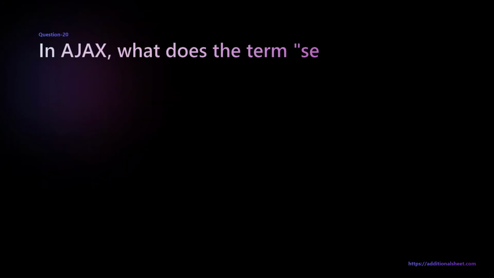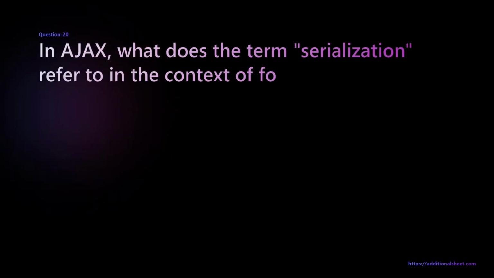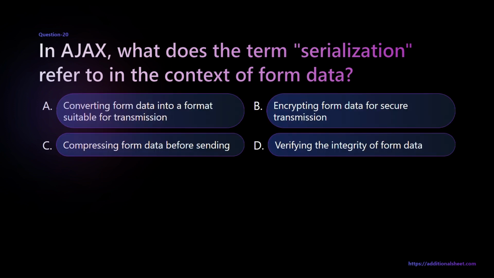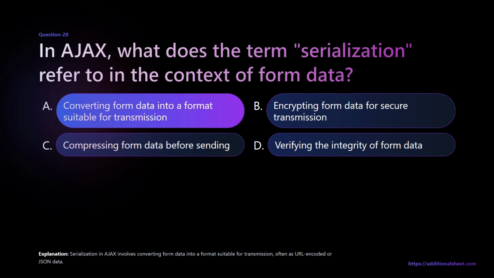In AJAX, what does the term serialization refer to in the context of form data? Option A, converting form data into a format suitable for transmission. Option B, encrypting form data for secure transmission. Option C, compressing form data before sending. Option D, verifying the integrity of form data. The correct answer is option A, converting form data into a format suitable for transmission.